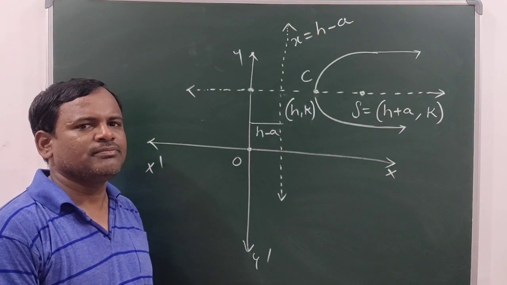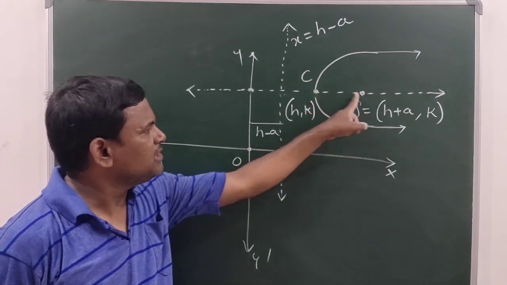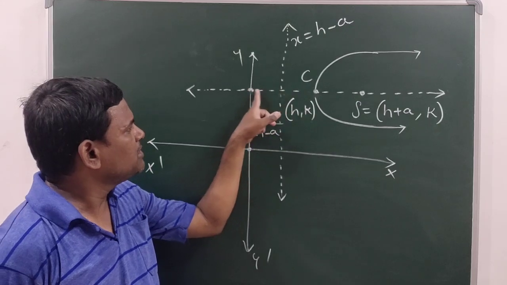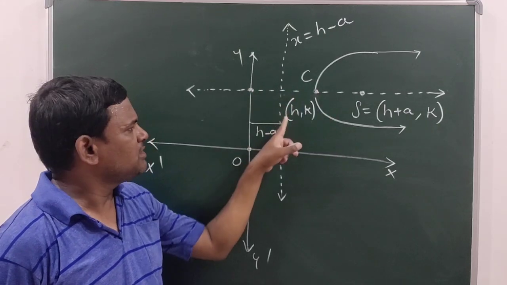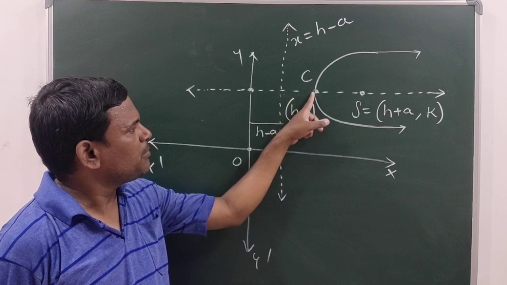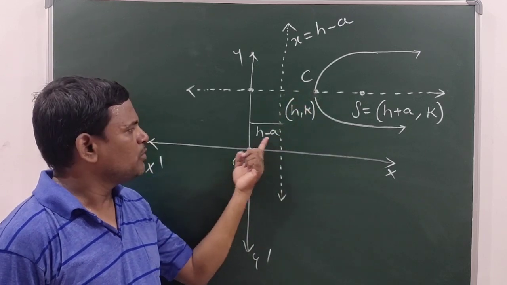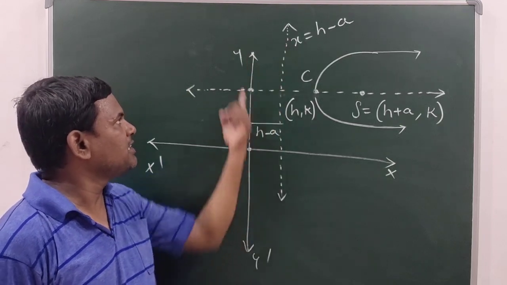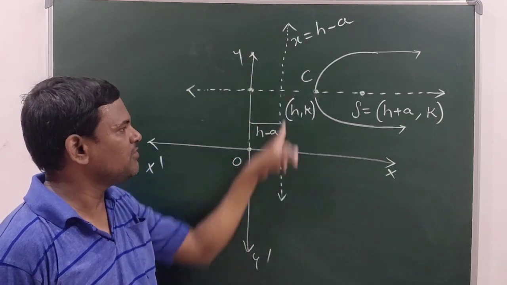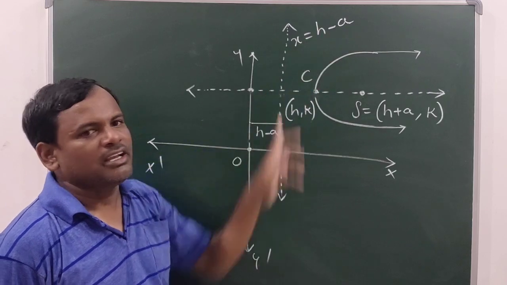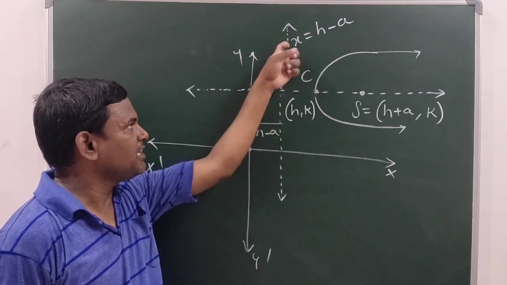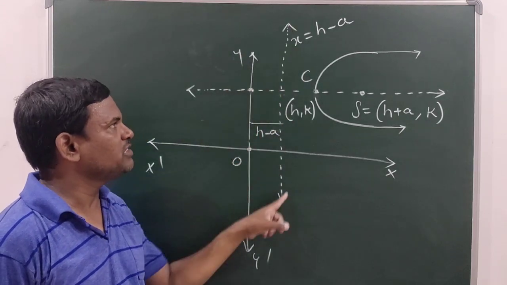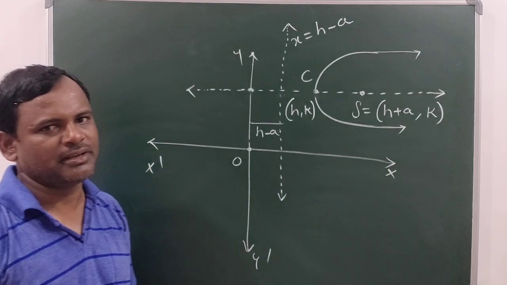No confusion here. As you know, this length is equal to this length. This length we have taken as a, hence this length will be a. From the entire length h, I subtracted a. So this is the distance between the directrix and the y-axis. Hence, the equation of this directrix is x is equal to h minus a. How far is this directrix from the y-axis? h minus a. Hence, its equation will be x is equal to h minus a.